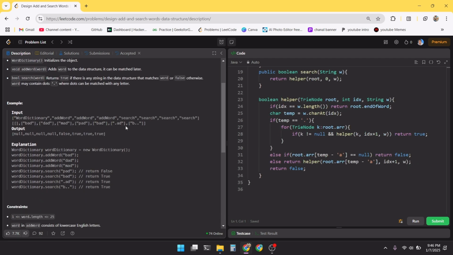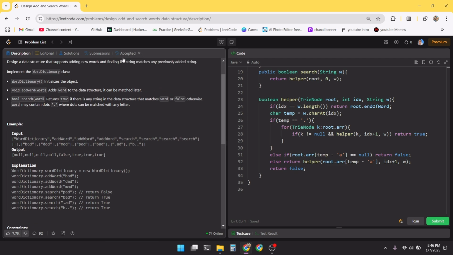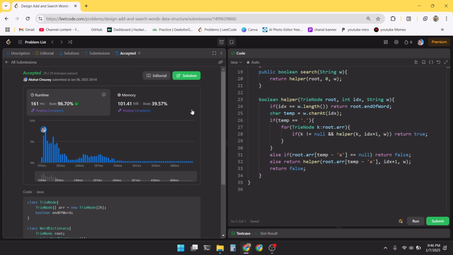It is interesting because when you are searching for a word, different dots are given. It means in these dots it can be any letter, and you need to tell whether any word exists in the dictionary which satisfies this condition. They say b dot dot, so is any word matching b dot dot present or not. So yeah, it's fine. This question is done after a very long time, with a very decent time complexity.